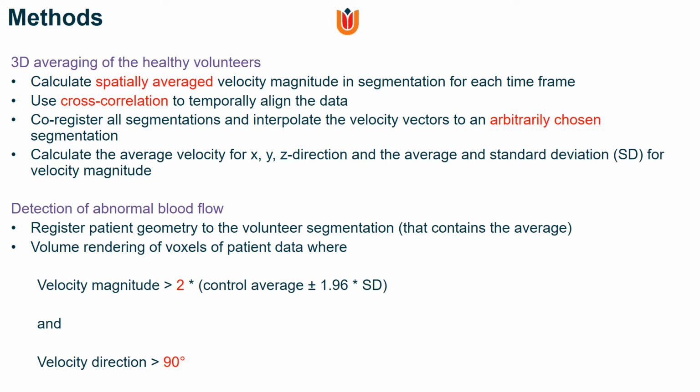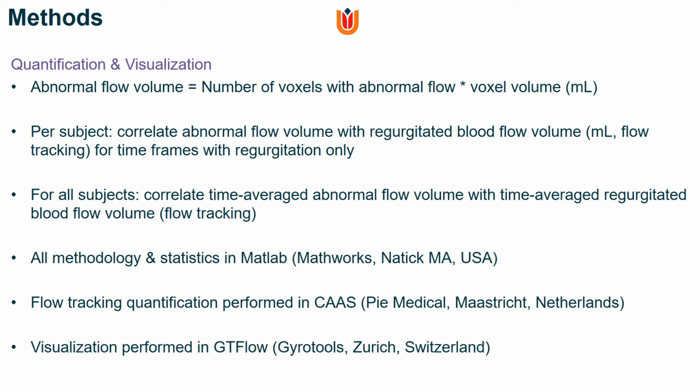and volume rendering was performed of the voxels that had a higher velocity magnitude than 2 times the upper threshold of the 95% confidence interval of the volunteers, and that deviated more than 90 degrees from the volunteer averaged velocity direction. Abnormal flow was then quantified by multiplying the number of voxels with abnormal flow with the voxel volume.